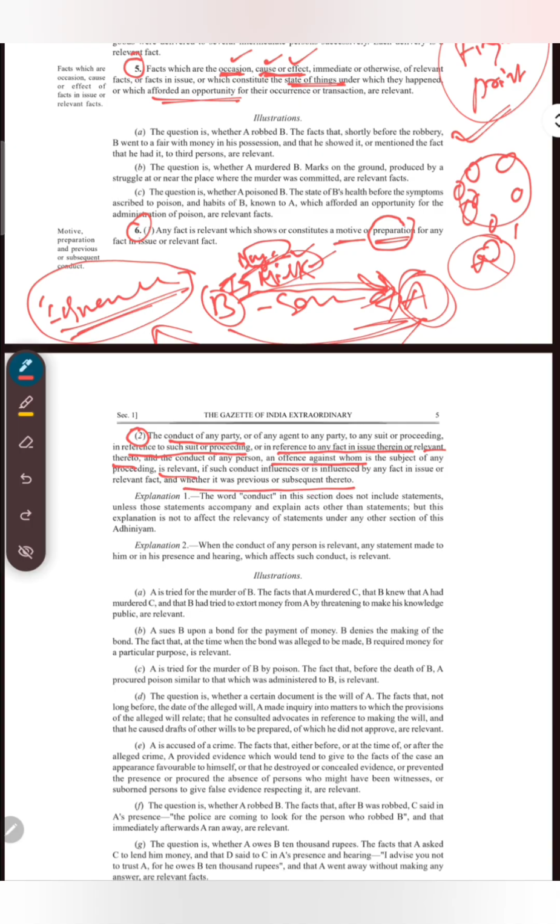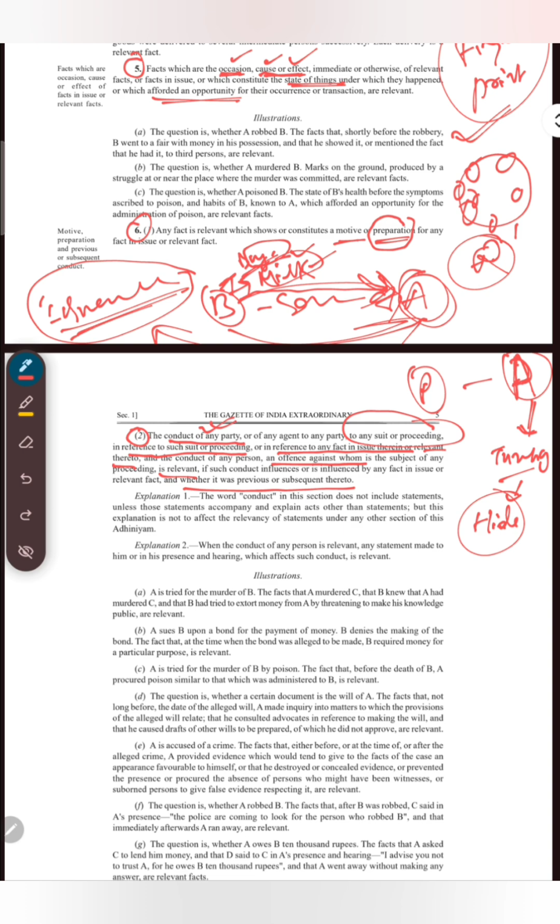Okay. So here it is given the conduct of any party or of any agent to any party to any suit or proceeding. That means the conduct of either prosecution or defense. Conduct means activities. Whatever activities prosecution is doing and whatever activities the defendant or the accused is doing, let us name him as accused A, like threatening the witnesses, trying to hide the evidences. These all are activities which could be done by A.